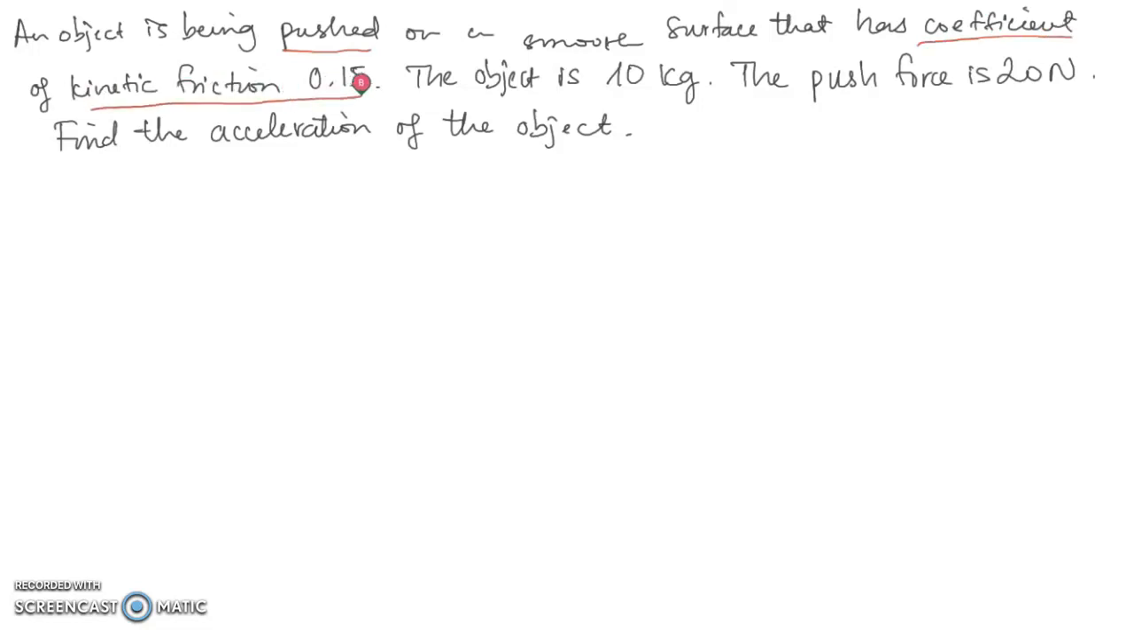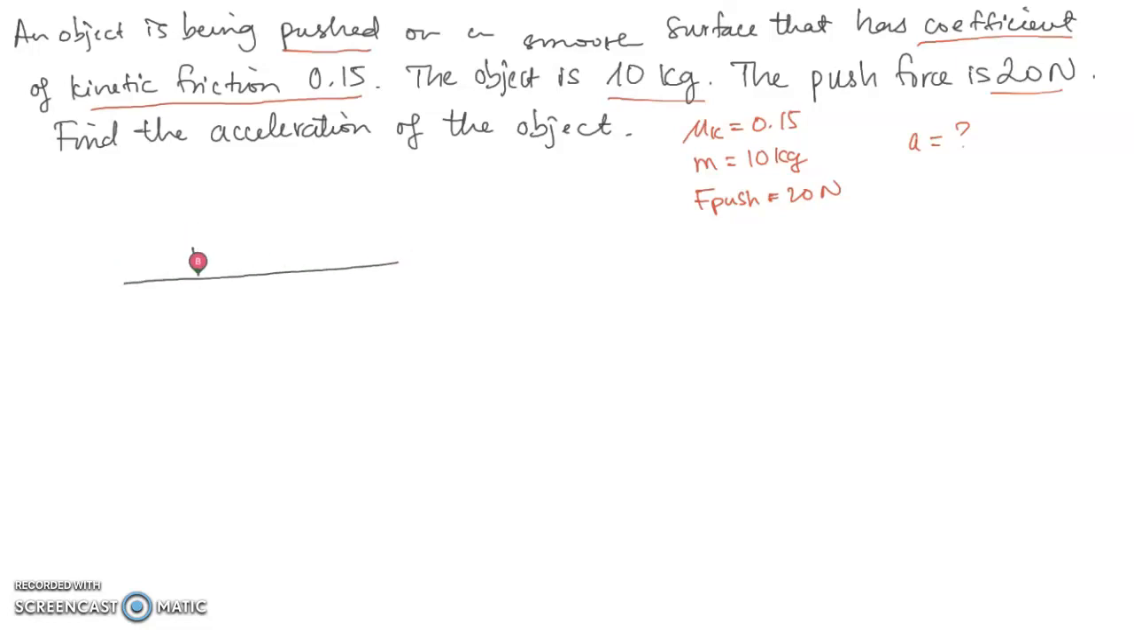0.15. So what it means is that mu k is 0.15. Object is 10 kilograms, so mass is 10 kilograms. The push force is 20 Newton, so F push is 20 Newton. And they ask us to find the acceleration of the object. So once again, the first step is drawing the free body diagram.